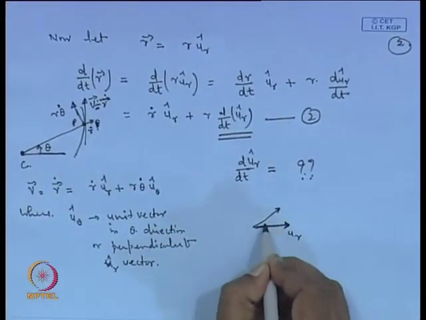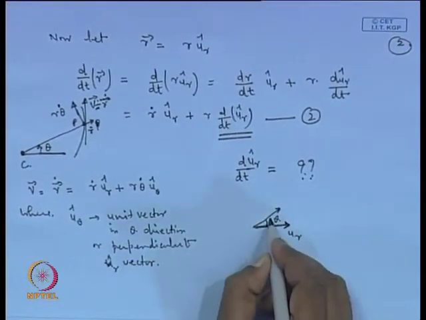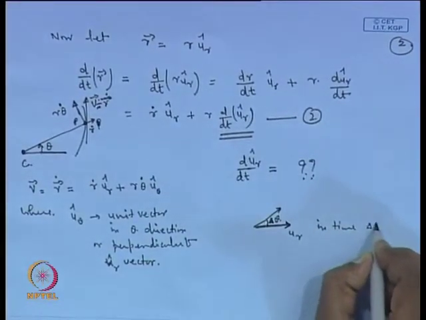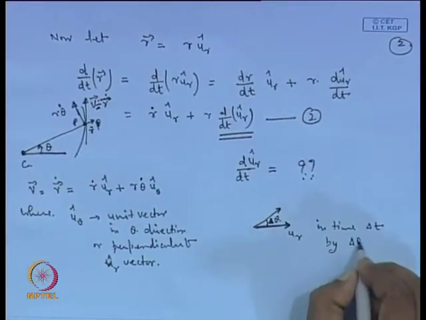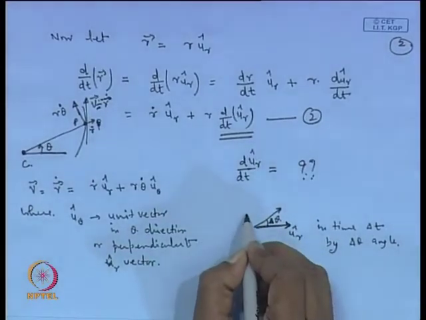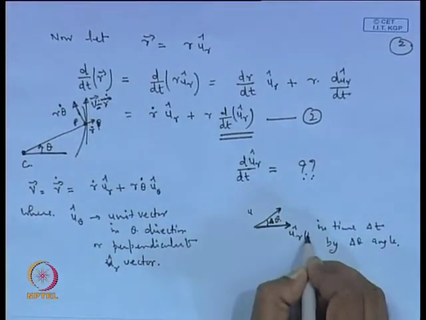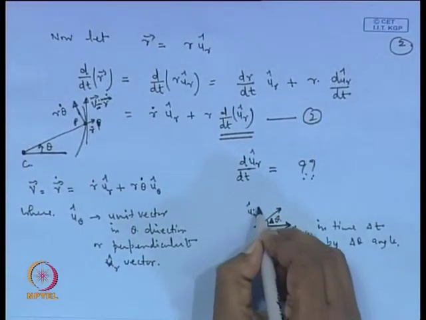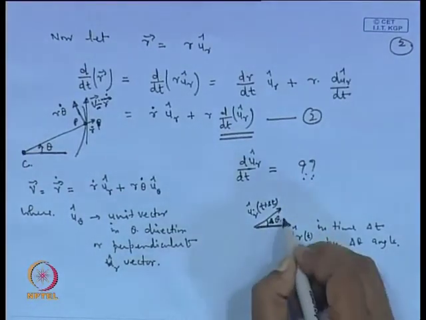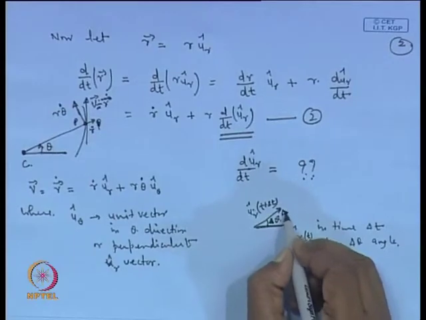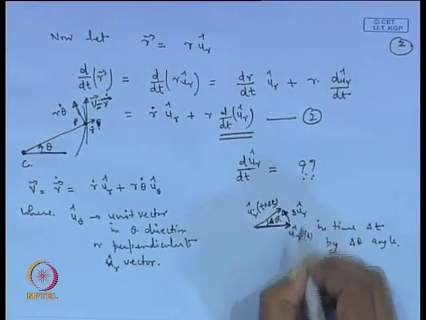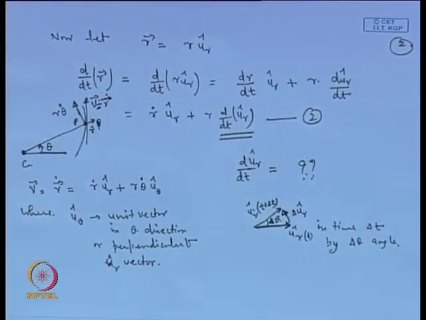So, after some time delta t, this will rotate by delta theta angle. So, it rotates in time delta t by delta theta angle. The new u r then is indicated by, so this u r is at time t. Another u r at time t plus delta t can be indicated by this vector. So, this is the net change in u r, which we can write as delta u r cap.